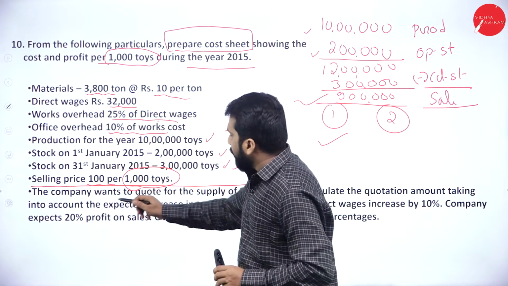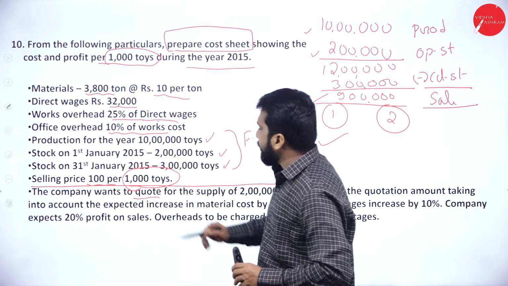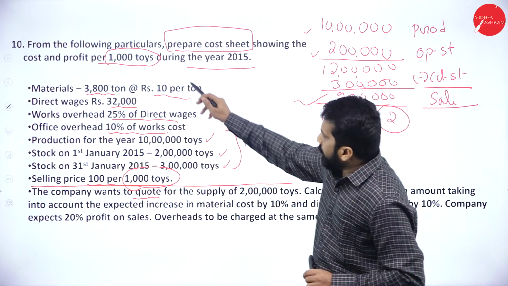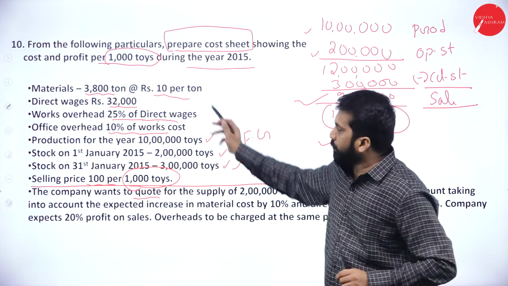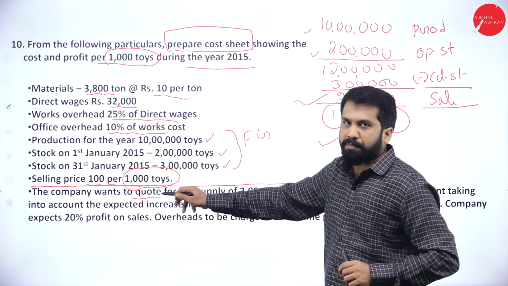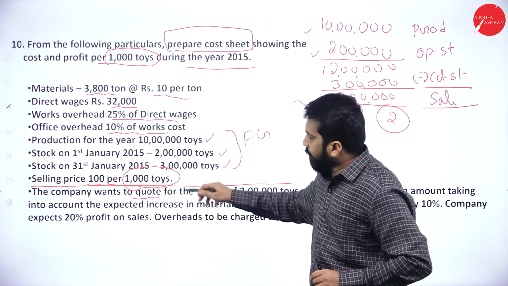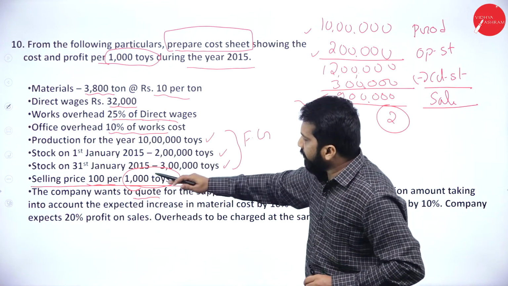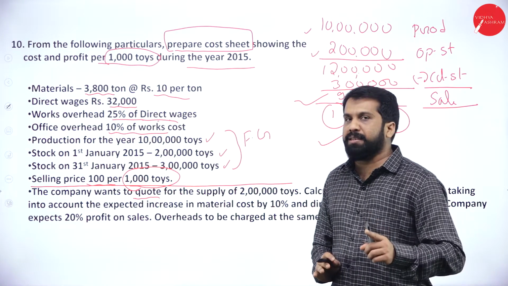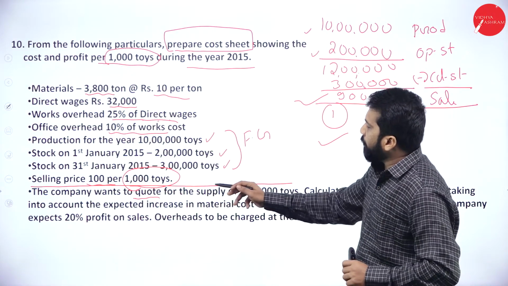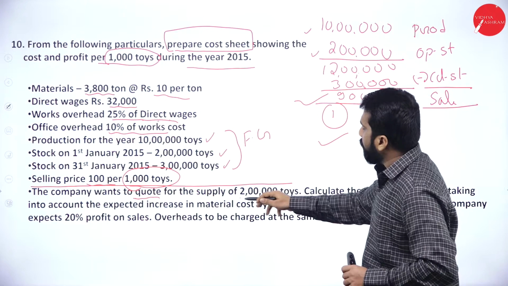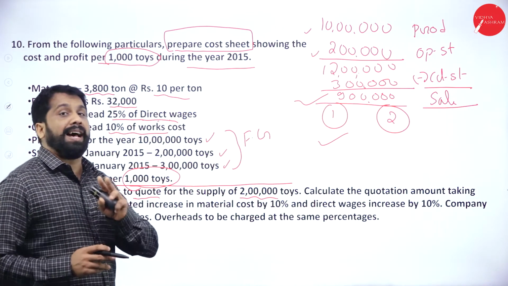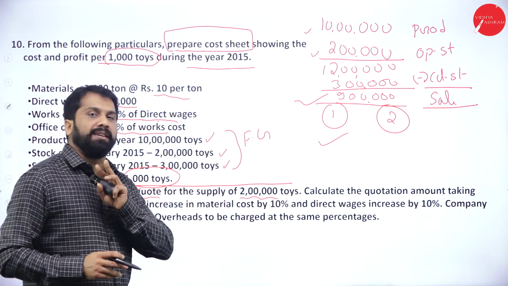Now, the company wants to quote, as I told you, quotation. Whatever information we have here, we don't use for the quotation, and whatever information we have here, we don't use for the cost sheet. This is separate, this is separate. Clear? Yes. The company wants to quote for supply of 2 lakh toys. Company wants to issue how many toys? 2 lakh toys. Quotation for 2 lakh toys.